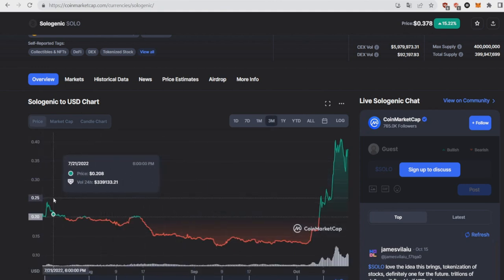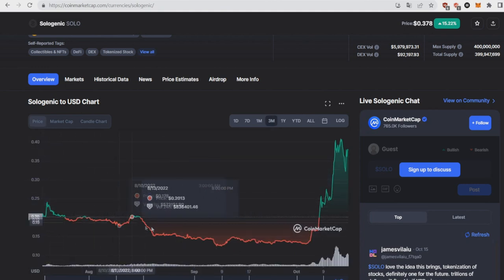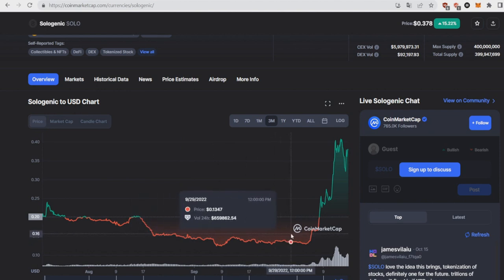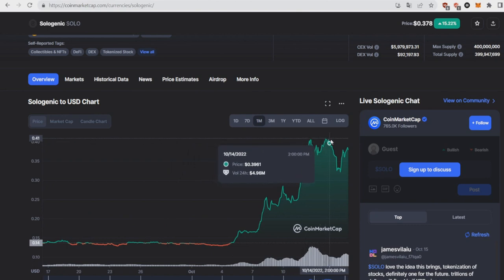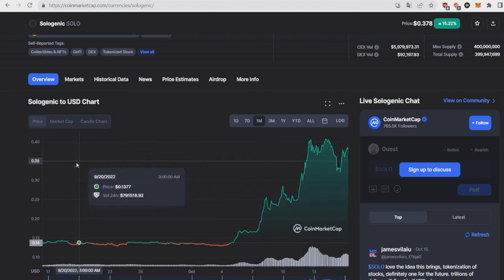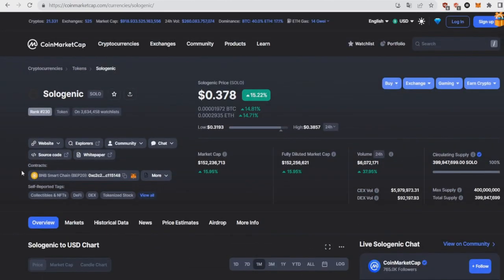If we take a look at the last 3 months, we can see that it's actually been at the bottom around 13 cents for quite a while, getting a stable price, and now it's pumping again. And as you can see, it's going high. If you take the last month, it's got higher lows, so it's actually getting ready for a pump, I think. And why am I bullish on Sologenic, guys?